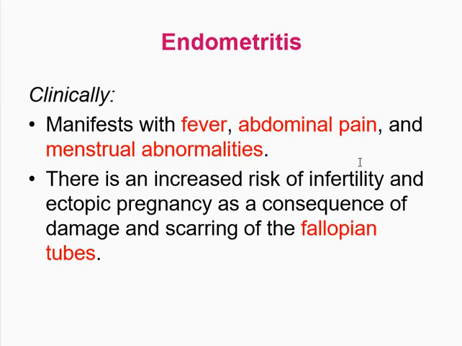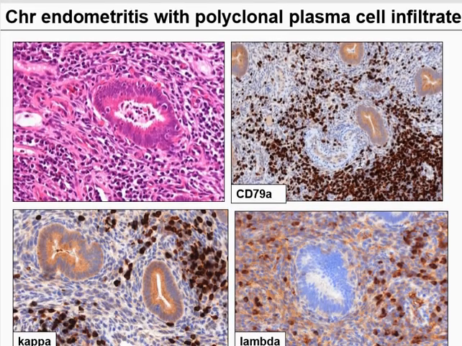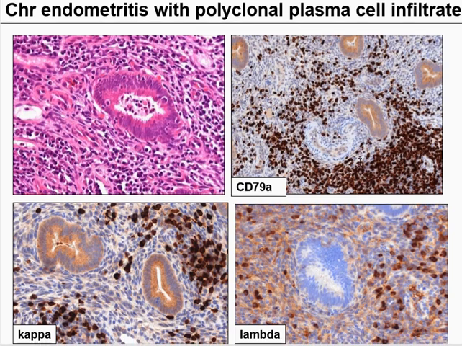Endometritis is associated with fever, pain, bleeding abnormalities, and may also be associated with inflammation of the fallopian tubes, and as a consequence of this fallopian tubal inflammation, salpingitis, this may also be associated with sterility. Chronic endometritis is diagnosed on the basis of plasma cells.